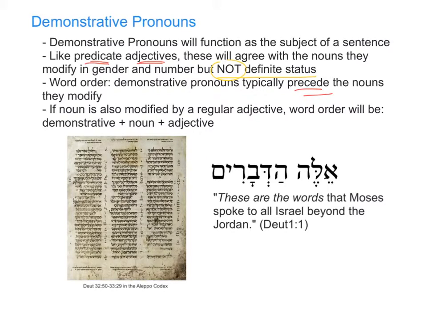So formally, we're looking for that gender and number agreement, disagreement in definite status. These will typically come before the noun. That's if we have a simple construction of a noun and a demonstrative.